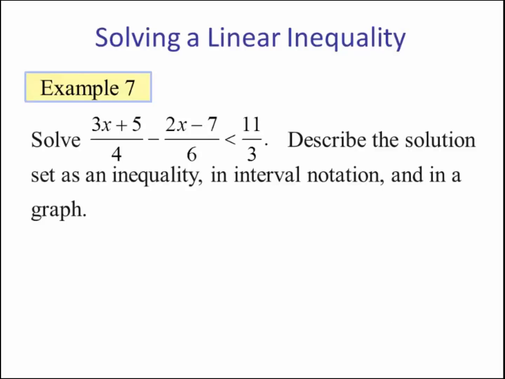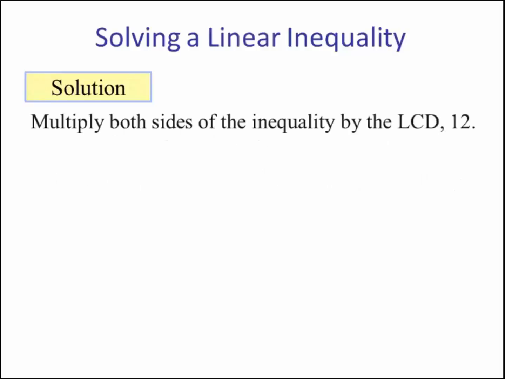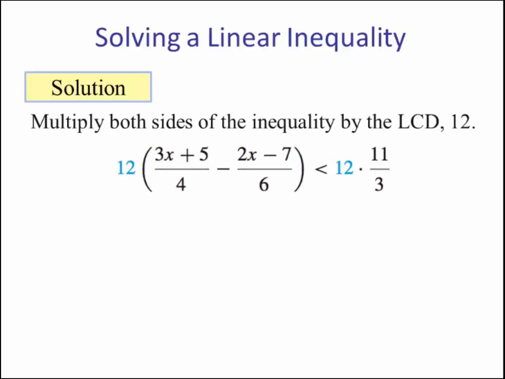Solve (3x plus 5) divided by 4 minus (2x minus 7) divided by 6, which is less than 11/3. Describe the solution set as an inequality, in interval notation, and in a graph. Well, our first step is we want to eliminate the fractions. We're going to multiply both sides of the inequality by 12, which is the least common multiple between all the denominators. So the least common denominator between 4, 6, and 3 is 12. So every single term gets multiplied by 12.